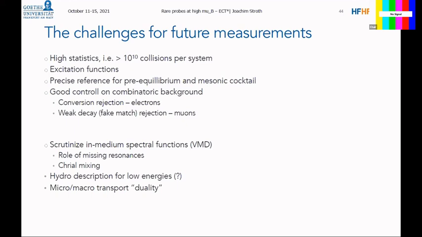Questions from the audience? Are there questions in the chat? It was a very comprehensive talk. It could mean everything unclear or everything clear.